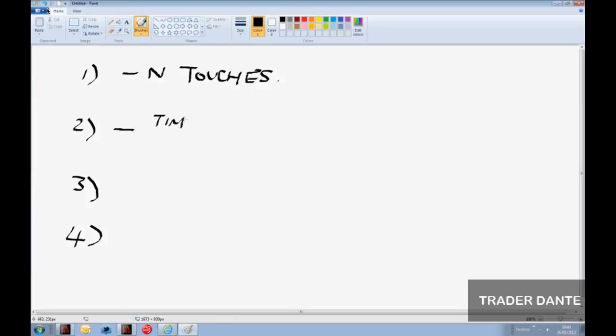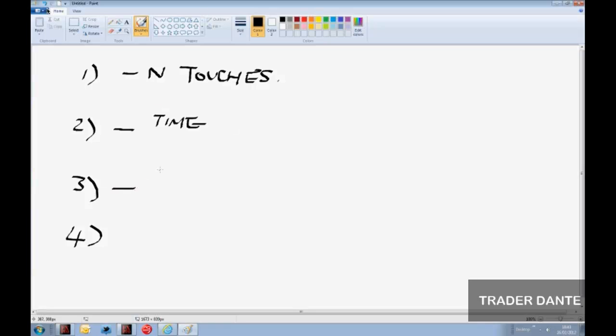They make excellent levels. The second item is really important: time. Obviously, it stands to reason that if you've had a level that's been in play for a year, a year of support that we're about to break is a lot more important to the marketplace than a week of support that we're about to break. The longer that's been building up and the more touches it's had, the more significant it's becoming.